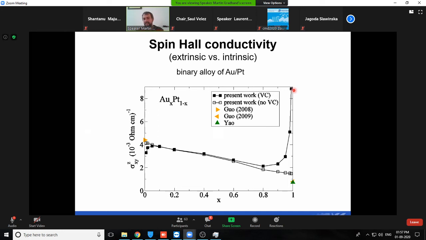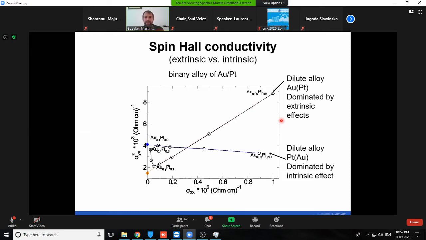And this is basically the reason, or one of the reasons, why people use platinum: they tend to get more similar values in experiments because impurities do not have that big of an effect as they would on the other side. Now, Laurent already introduced the scaling in principle, so this is now plotting the same data slightly differently.